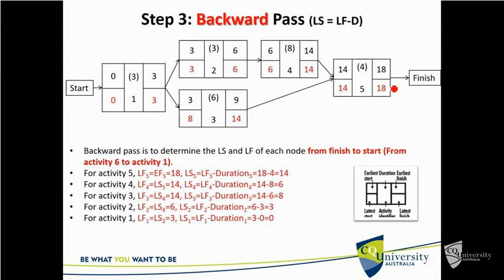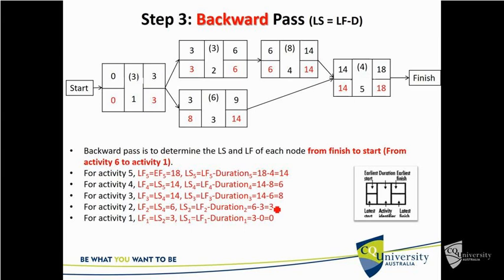So we know here that the finish time is 18. So here it is here. For activity 5, the latest finish is equal to the earliest finish, which is 18. And the latest start is equal to the latest finish minus the duration. So that's 18 minus the duration gives us 14. And it adjusts the numbers on the way back. And when you get back to here, it should always come to 0 as a check.